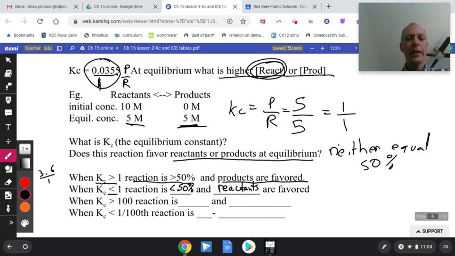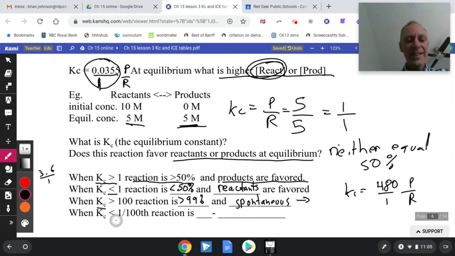So it's stuck on the reactants side. And then the two extreme ends of the spectrum: if Kc is greater than 100, so let's say the Kc was 480 products to reactants, that is almost all product. So we say it's greater than 99% product, and we call it a spontaneous reaction, which means you can assume that it pretty much goes all the way forward, greater than 99%, and you could use a single-headed arrow.